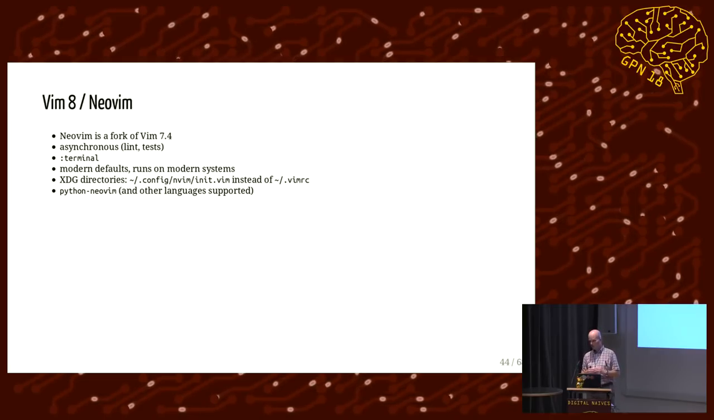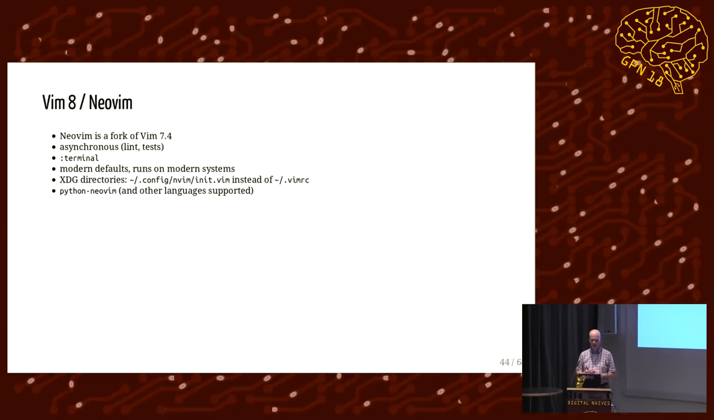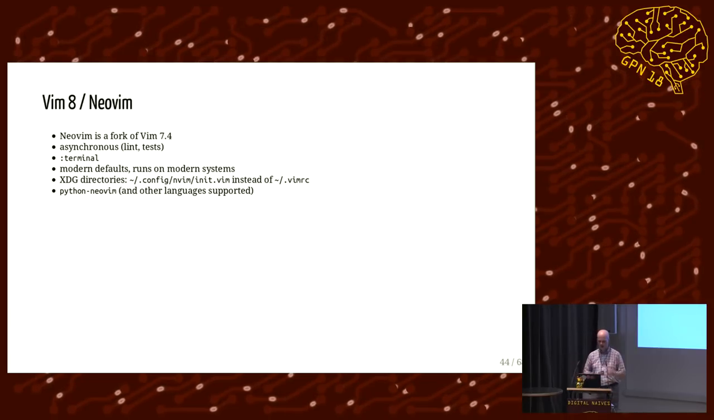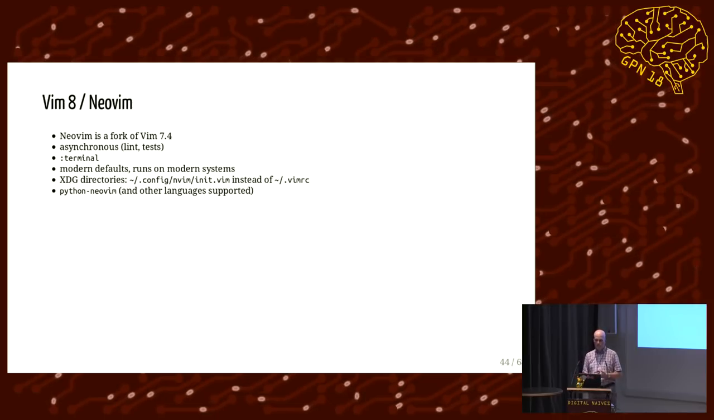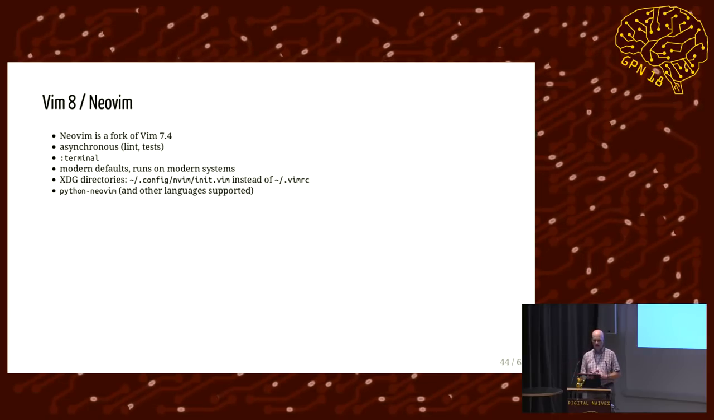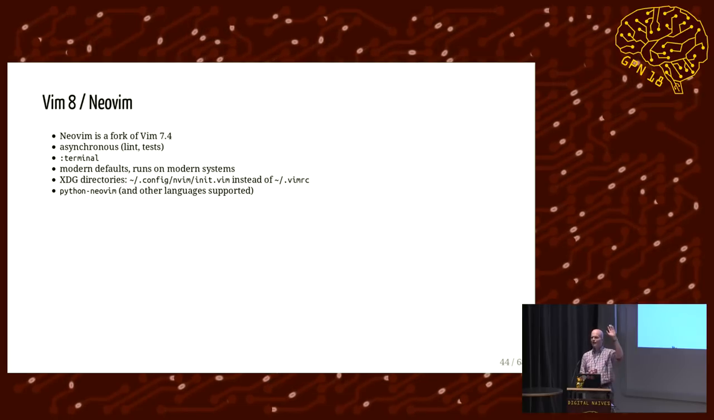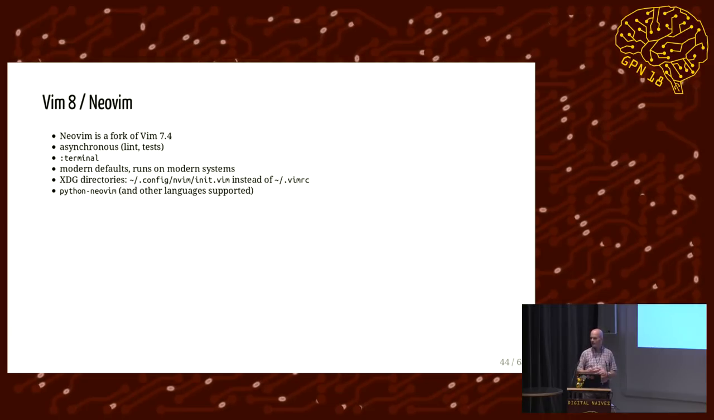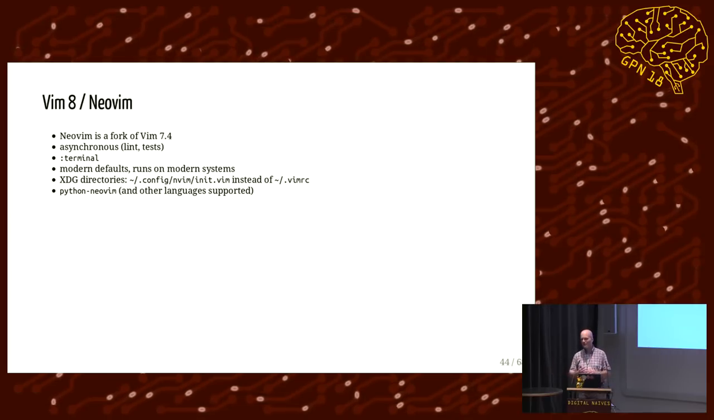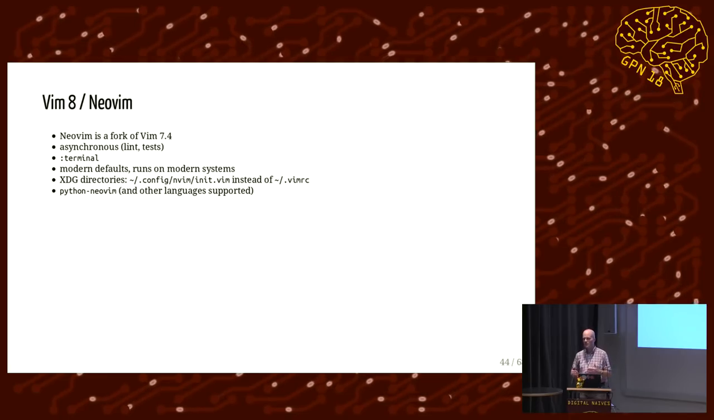It has modern defaults, so I think set nocompatible is not an issue to write in your vimrc or in the new configuration file. It runs only on modern systems. It means that most older systems were just deleted from the source code. It has some other place to store your configs. And for Python users, or not only for Python, is anyone coding in Python here? Nice. There is a great Python plugin that allows you to write Python plugins, but actually NeoVim communicates with most modern programming languages.